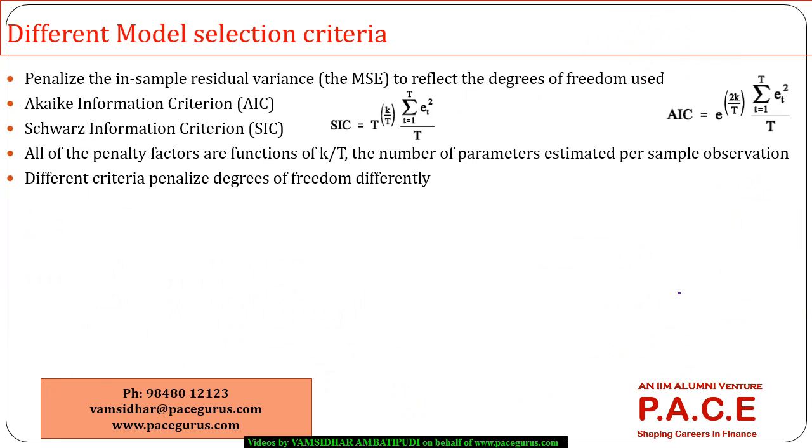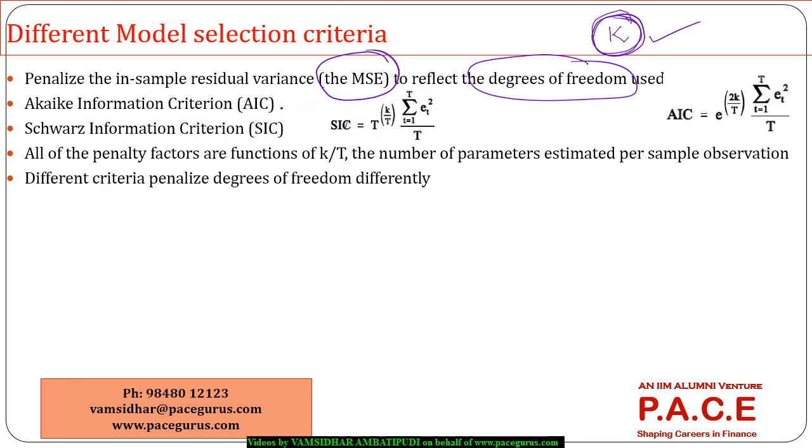Now, looking at a couple of other methods which can help me accomplish the same. All those models have to penalize the in-sample residual variance, which is the mean squared error, to reflect the degrees of freedom that they are using. So based on the number of parameters being used to estimate the model, I need a mechanism to penalize based on the number of parameters being used.